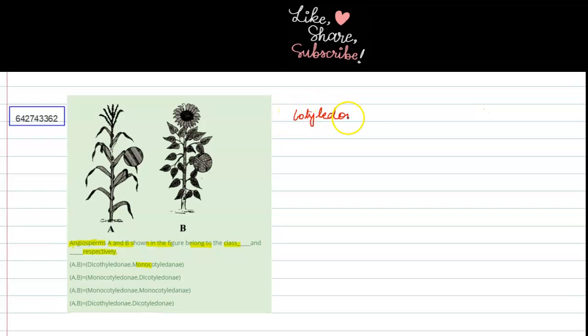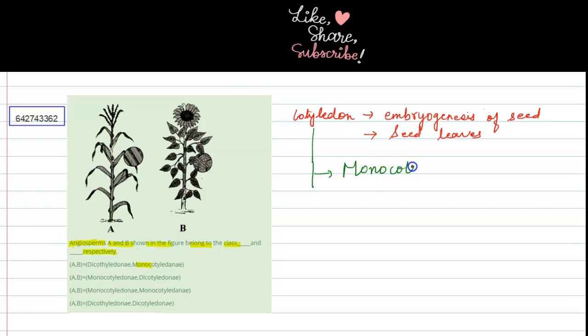This cotyledon is a structure which is developed during the embryogenesis of seed. The function that they perform is to nourish the growing embryo. Hence, they are also known as seed leaves. Cotyledons can be categorized into either monocotyledon, in short we write it as monocots, or it can be dicotyledon or simply dicots.